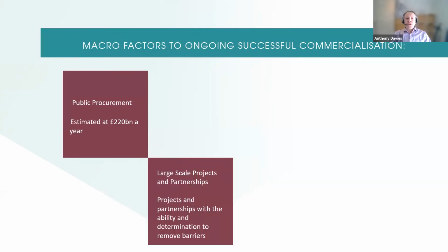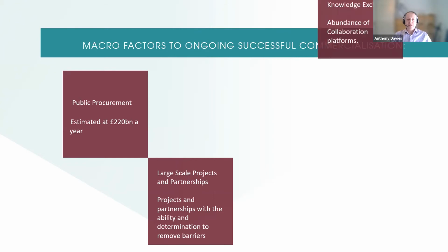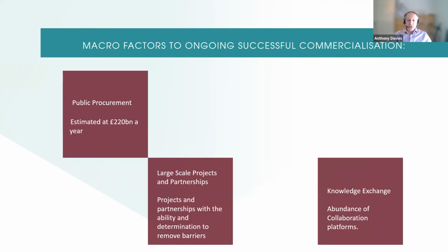There are large scale projects and partnerships, and these give suppliers the ability to break down some of those barriers and demonstrate ways of overcoming barriers to delivering successful public sector commercialisation projects. There's knowledge exchange: now more than ever, there's an abundance of collaboration platforms such as social media, webinars such as our own here, cloud computing, etc., which makes it really easy to find like-minded people and organisations to exchange data and collaborate with, and to test hypotheses about how the public sector might go about things differently in the future.